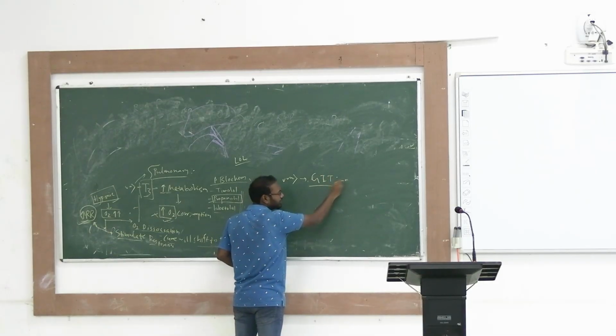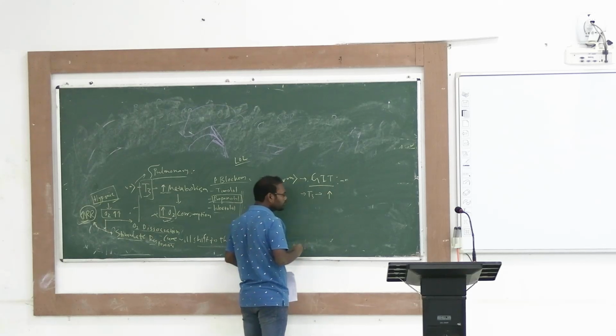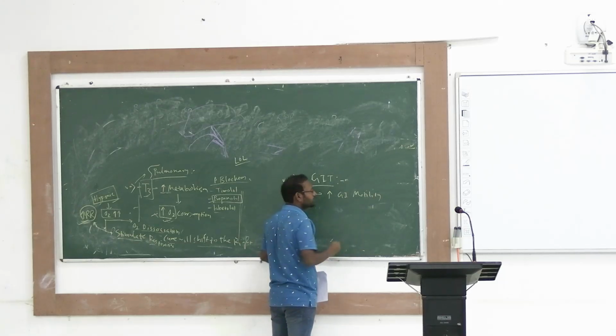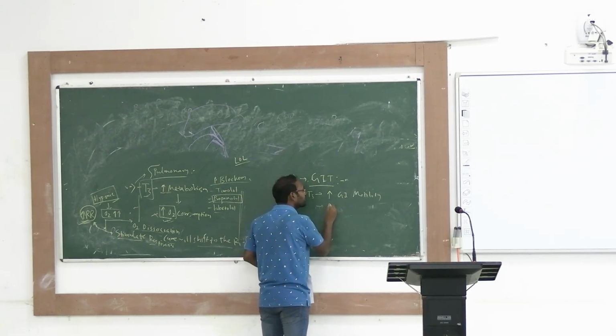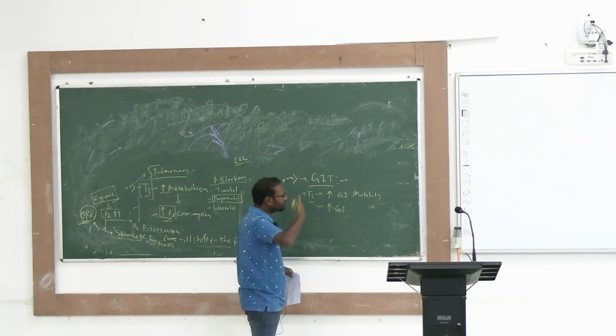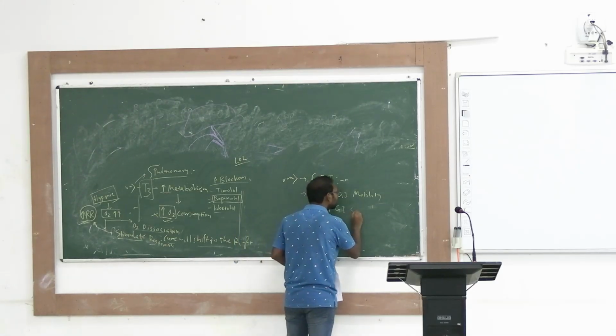So number 7, then number 8: GIT, the gastrointestinal system or GI tract. T3 typically increases your GI motility. That means nothing but peristalsis. Secondarily, they will increase GI secretions also. That means T3 in general enhances our GI functions. So GI secretion.